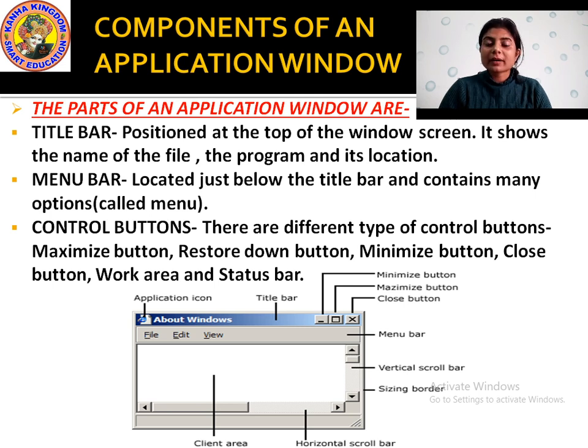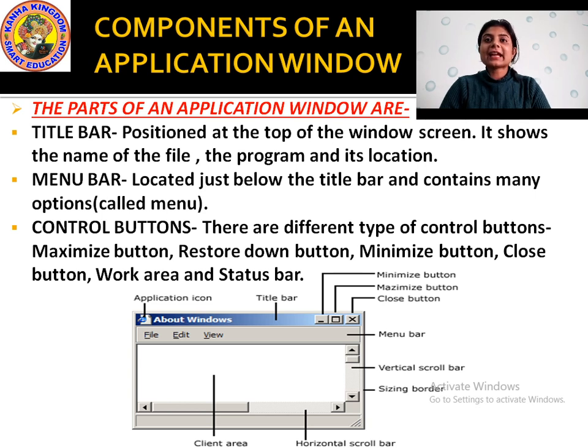See, what is title bar? Title bar is positioned at the top of the window screen. You can see in the picture, title bar. Title means the title of the program or the application in which you are working, that is displayed at the top of the window screen. Understood? It shows the name of the file that you have opened or the program that you are working in, or its location, where it is located.